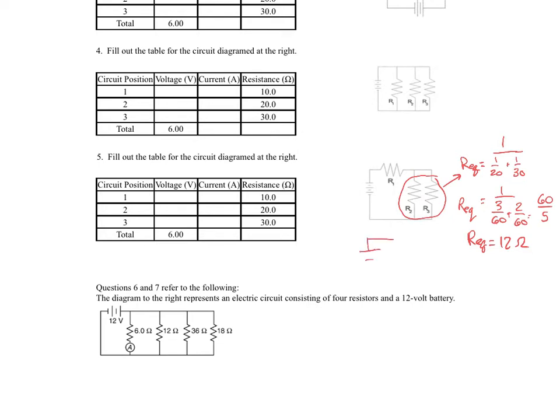If I redrew my circuit, I could draw R1 and then a 12 ohm resistor, and it's effectively the exact same thing as what I have up above. So if R1 is 10 ohms and this equivalent section here, coming from these up there, is acting as 12 ohms, that would put the total resistance at 22 ohms of resistance.